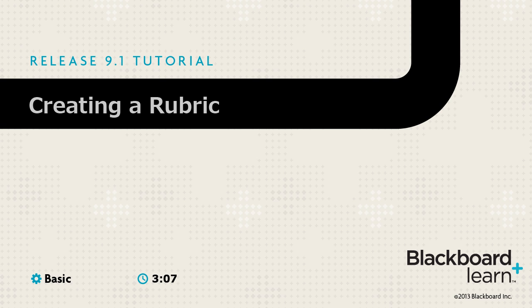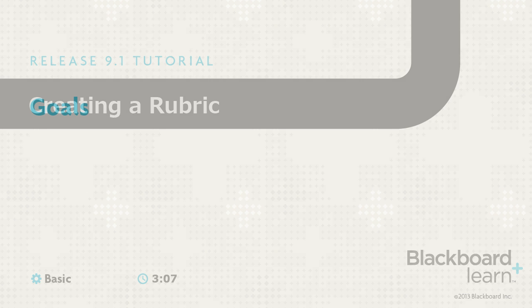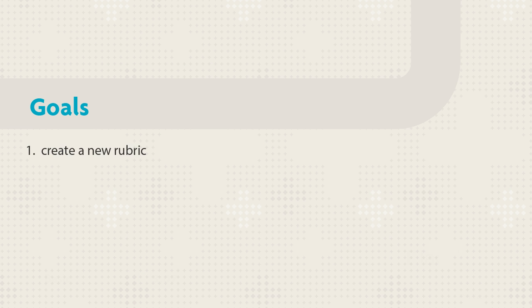Blackboard rubrics enable you to specify criteria and performance levels for grading, providing clear guidelines for students, instructors, and graders. This tutorial shows you how to create a new rubric and edit the rubric grid.